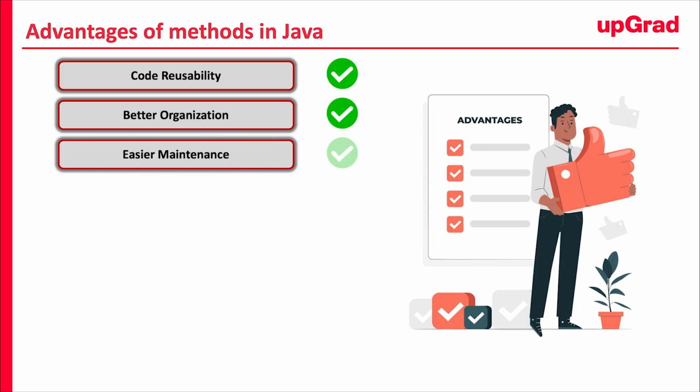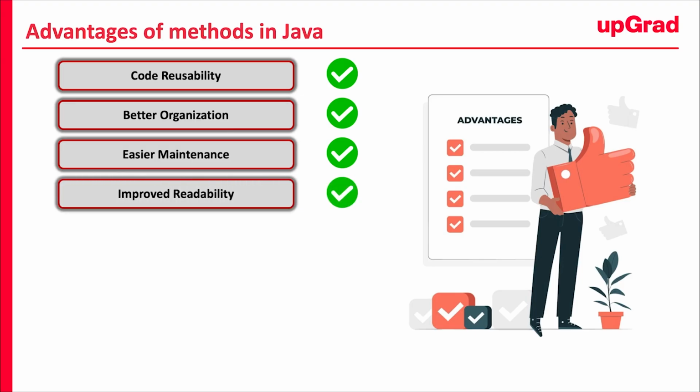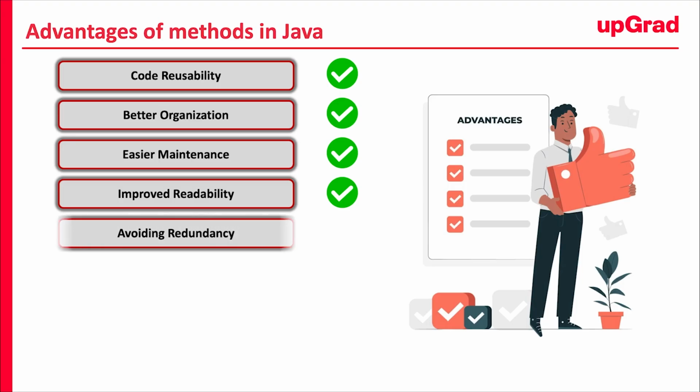Then there is easier maintenance. If you need to change something in your program, you only need to update the relevant method. This makes fixing errors or adding new features simpler. Then there is improved readability. By giving methods clear and meaningful names, your program becomes easier to read and understand for others or for yourself later. Next advantage is avoiding redundancy. Instead of writing the same logic multiple times, you can call the same method whenever needed. This reduces duplication and makes the program cleaner.